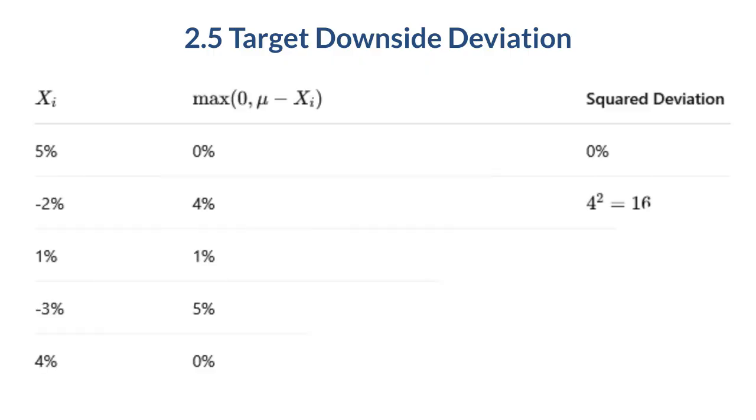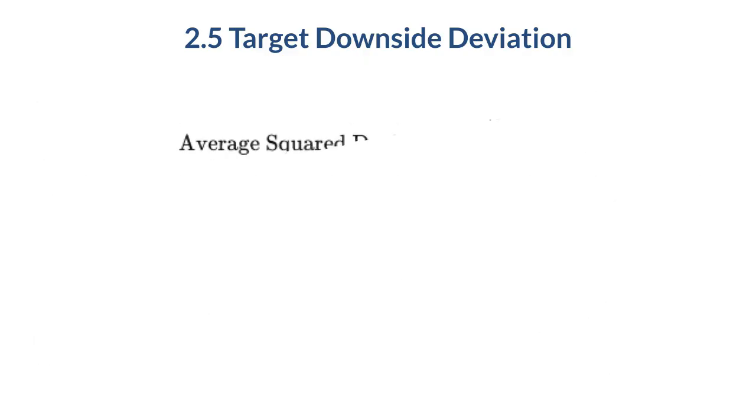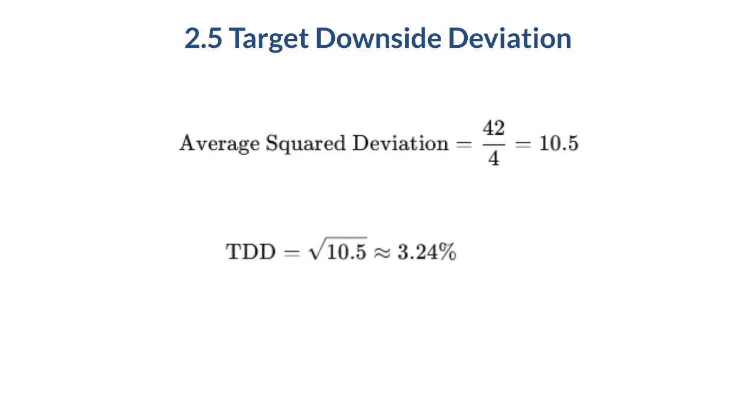Step 3, calculate the average of the squared deviations. Divide the sum of squared deviations by n-1, which is equal to 4 degrees of freedom. The average squared deviation is 10.5. Step 4, finally, take the square root of the average squared deviation to obtain the target downside deviation, TDD. The target downside deviation, TDD, is approximately 3.24%.